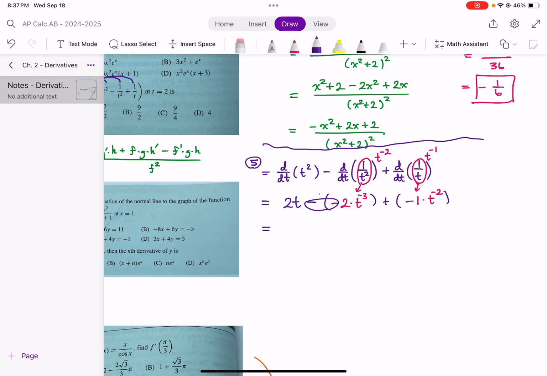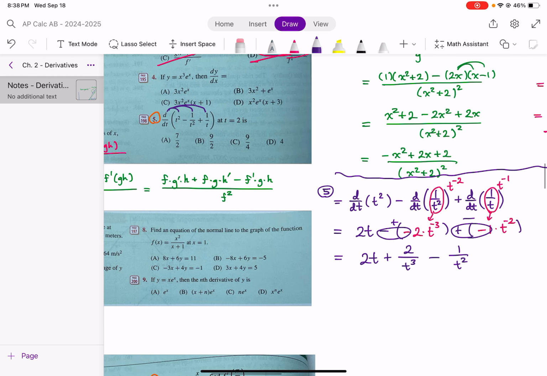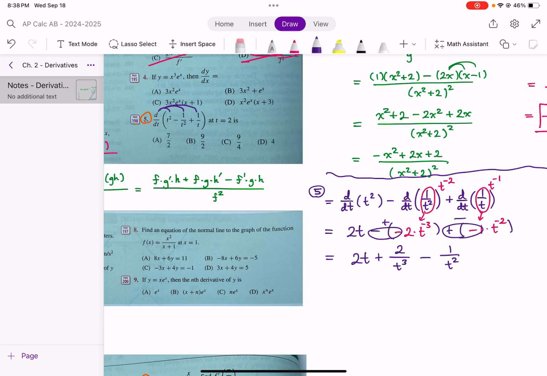Here I have 2 minus signs. That's a plus. So 2t plus 2 over t cubed. And then over here, I get a minus, so minus 1 over t squared. All right, do I have that as an answer? Oh, no. So now we have to evaluate it at 2.